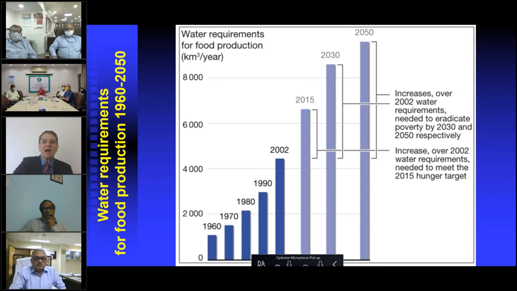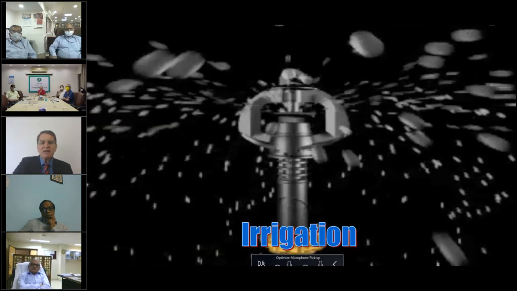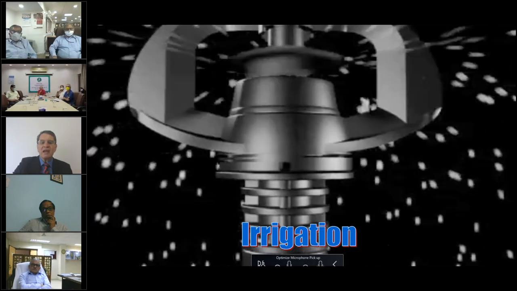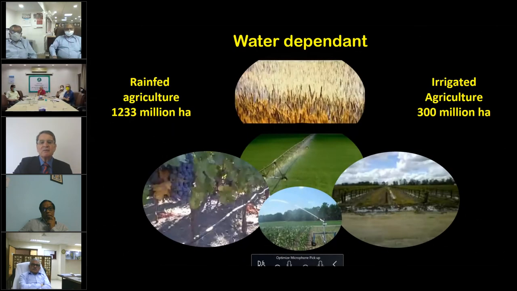Cubic kilometers per annum. Coming to irrigation, there are various technologies available on the international market in the different countries, but rain-fed agriculture still plays a significant role in food production. And you will see 1,233 million hectares are being cultivated where they are depending on natural rainfall for water to produce food.